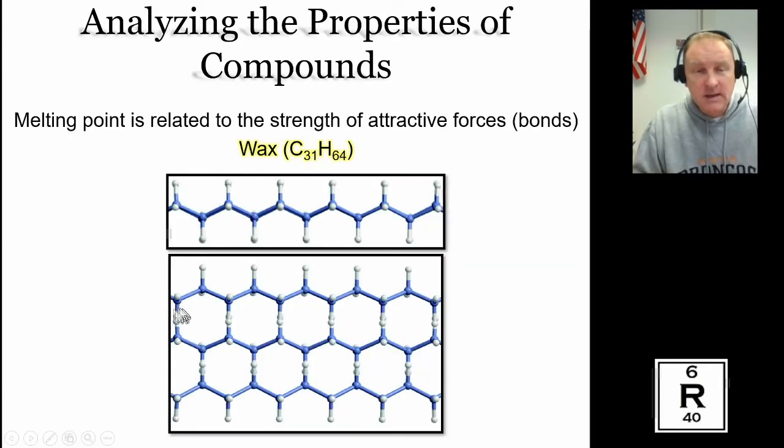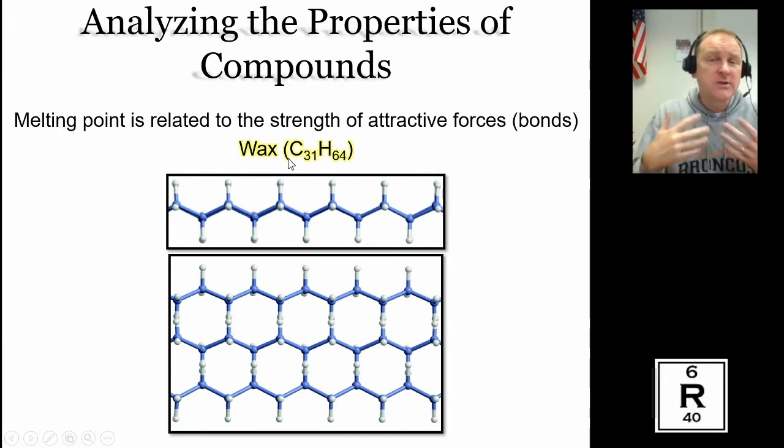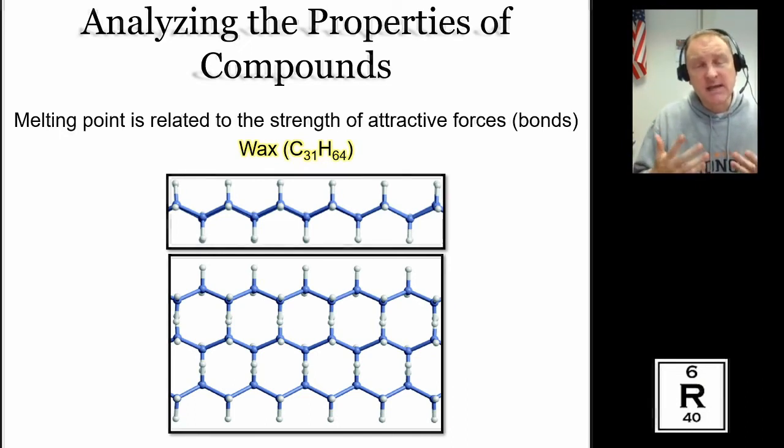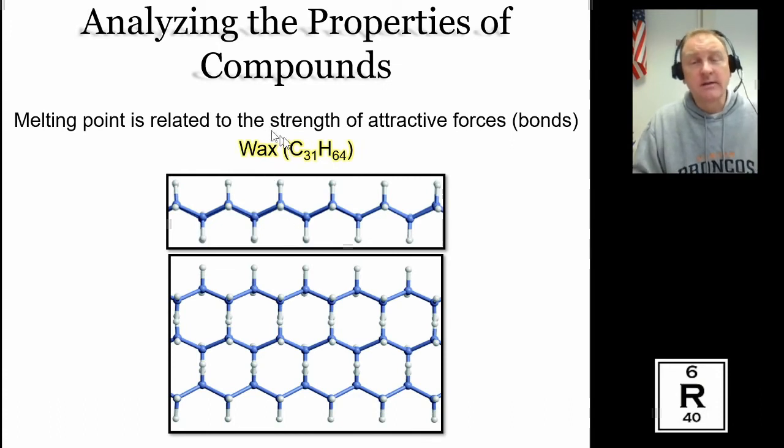So because these bonds are not very polar, this dipole-dipole is going to be very weak, and it'll be dependent on a lot of London dispersion forces, but it's so big that the London dispersion forces and the dipole-dipole, because it's so big, can actually keep it as a solid, but wax melts pretty easily. In fact, this wax, C31H64, melts at 68 degrees Celsius.